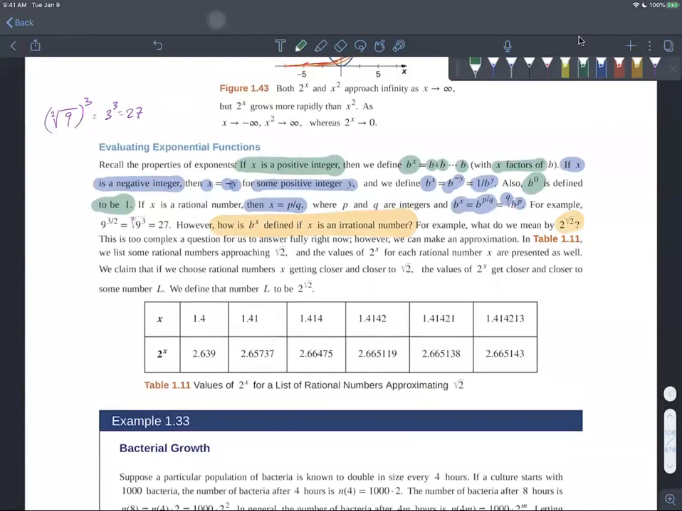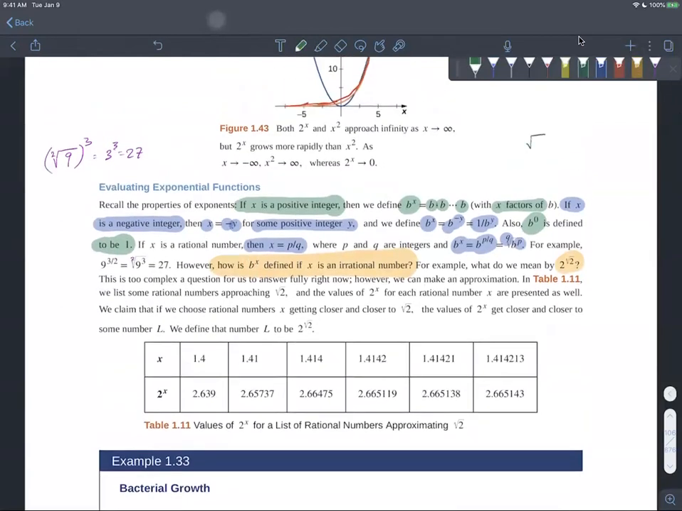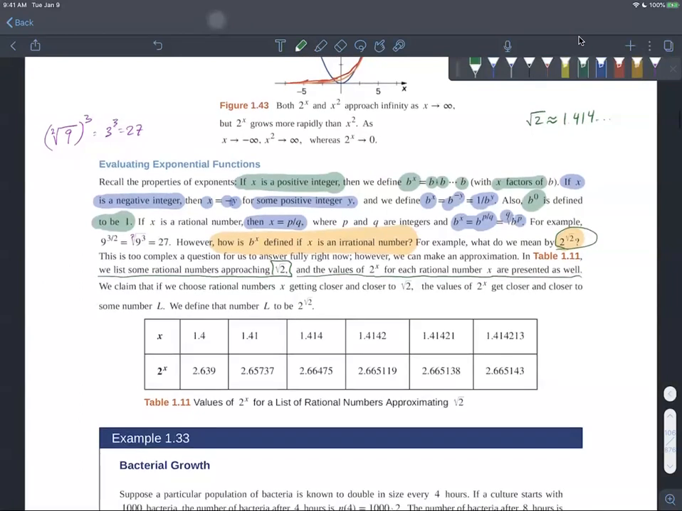I don't have my calculator on hand here, but the square root of 2 is approximately 1.414, roughly. So how do we calculate what 2 to the square root of 2 is? Well, what we can do is list some rational numbers approaching the square root of 2, which is approximately 1.414 and continues on, since this is an irrational number. And then the values of 2 to the x for each of those rational numbers x are going to be presented in a table. So let's take a look.